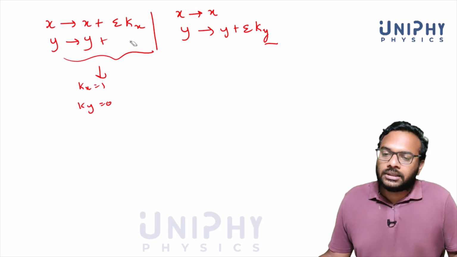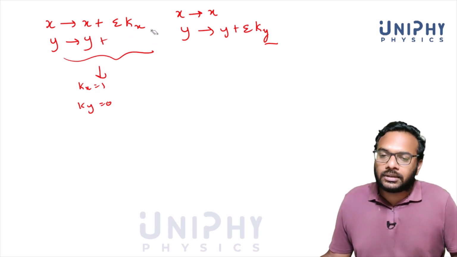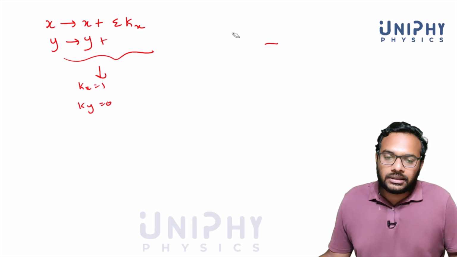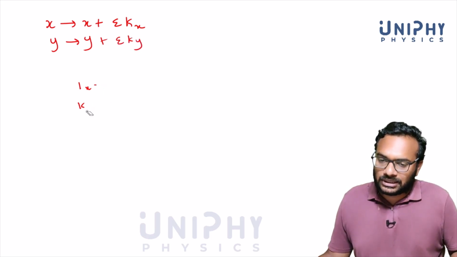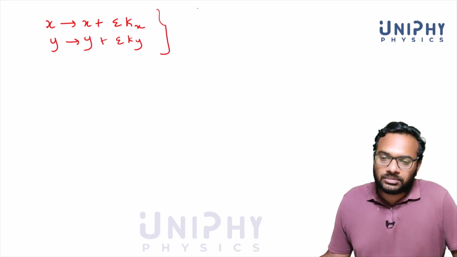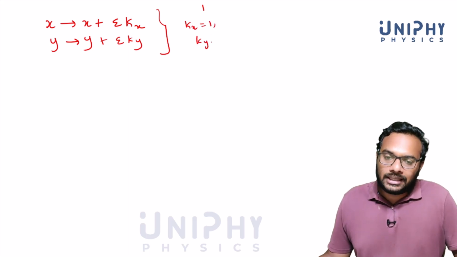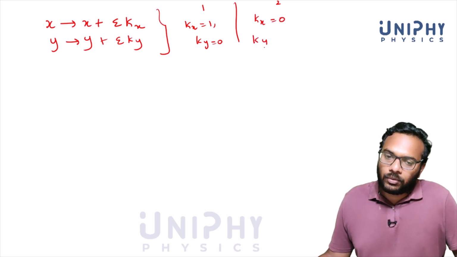We'll write the transformations as x going to x plus ε kx and y going to y plus ε ky. This is the symmetry transformation. Now there are two symmetry transformations that we can talk about. One is kx equal to 1 and ky equal to 0. The second symmetry transformation we'll write as kx equal to 0 and ky equal to 1.